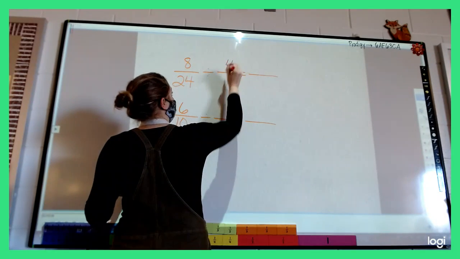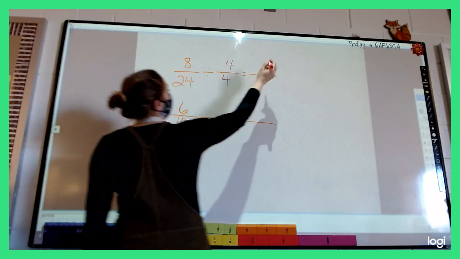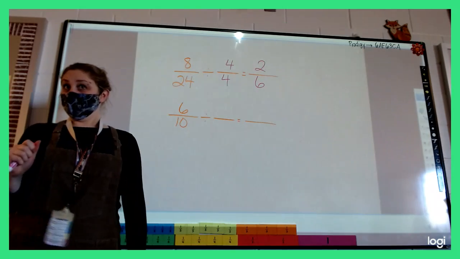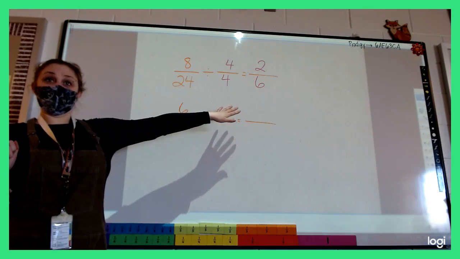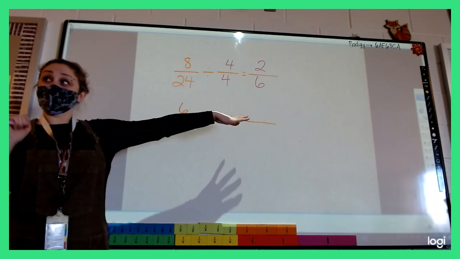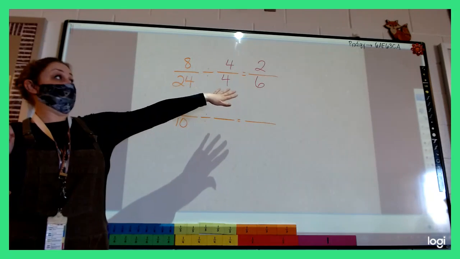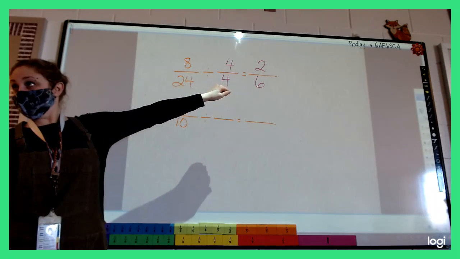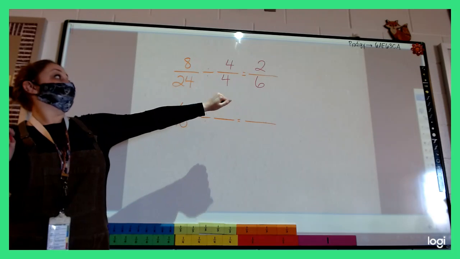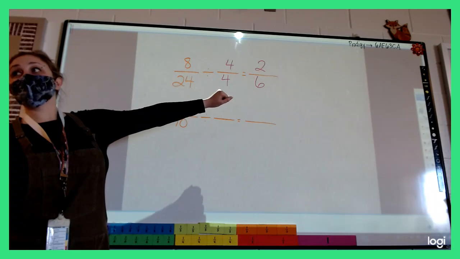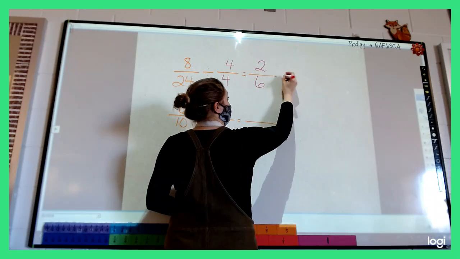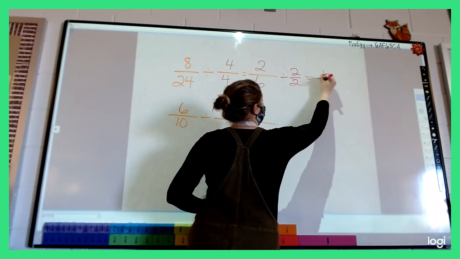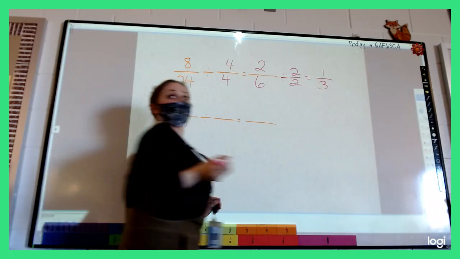If I picked 4, okay, 8 divided by 4 would be 2. 24 divided by 4 is 6. All right, now, is that all the way reduced, or can I reduce it more? Cadence? I can reduce it more. Cadence, what should I divide it by this time? Close. 2. Okay, I can still reduce it, right? So I'm going to divide it by 2 again. 2 divided by 2 is 1. 6 divided by 2 is 3. All right?